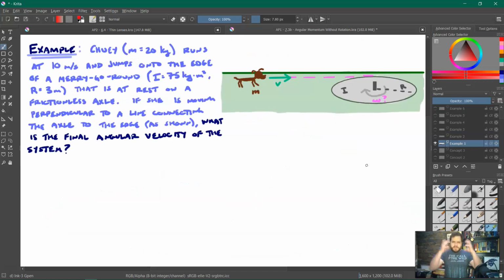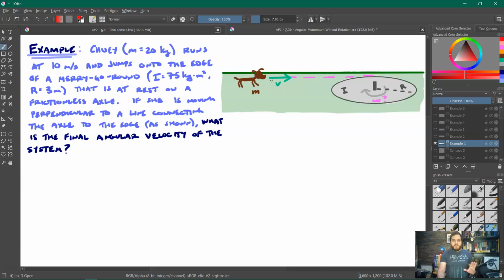So to help us think about this a little bit more, let's look at an example. Let's say that my dog Chewy, with a mass of 20 kilograms, runs at 10 meters per second and jumps onto the edge of a merry-go-round. So just like we see here, Chewy's going to run straight, she's going to jump on the edge of this merry-go-round, and the merry-go-round initially, though, is at rest on this frictionless axle. Okay, and we're going to say that the merry-go-round has a rotational inertia by itself of 75 kilograms meters squared, and that has a radius of 3 meters.